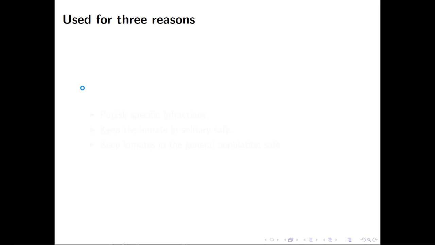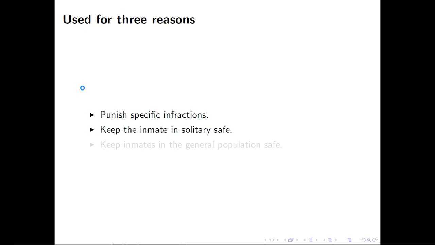It's used for 3 basic reasons, and this is consistent across the world too. To punish really specific infractions, to keep the inmate who's actually in solitary confinement safe, and to keep inmates in the general population safe. So if you want to think about these different types of reasons for placing someone in solitary, punishing specific infractions tends to be either because of something like having a cell phone in the facility. This is a really common occurrence both in the States and in Denmark.